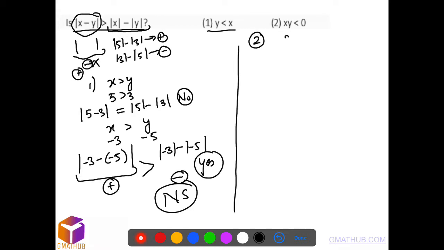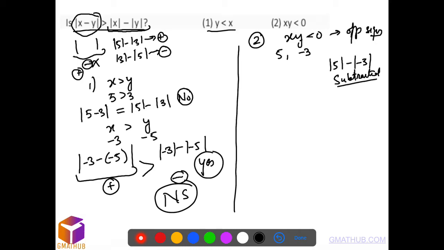Second statement, x into y is negative. So that means they have opposite signs. So again, let's say x is equal to 5, y is equal to minus 3. So the right hand side becomes mod of 5 minus mod of 3. Two values are getting subtracted from each other. That's what is happening on the right hand side.